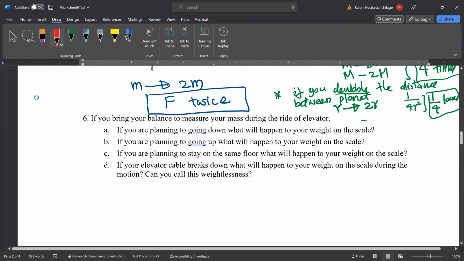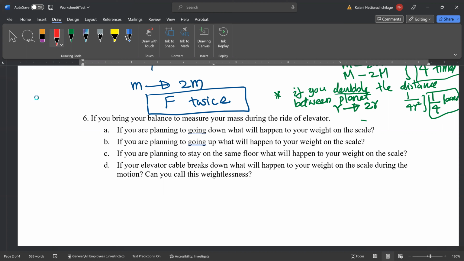Most of this you already know because I did the elevator problem in your lecture part, but here we have different iterations of the problem. My first question is, if you bring a balance to measure your mass during the ride of the elevator, the balance reading you get is the normal force on the balance, and that is your weight at that time. That means your weight keeps changing when you go up and down on the elevator.